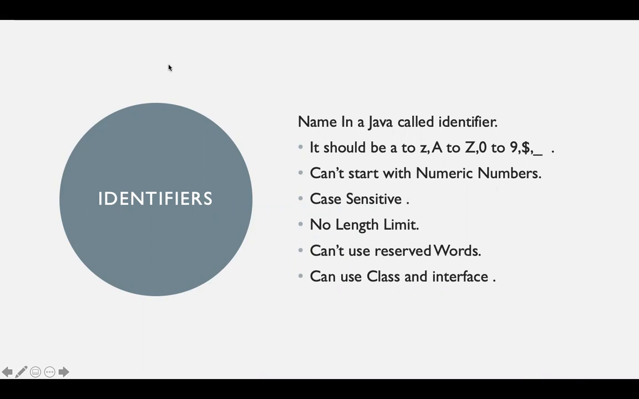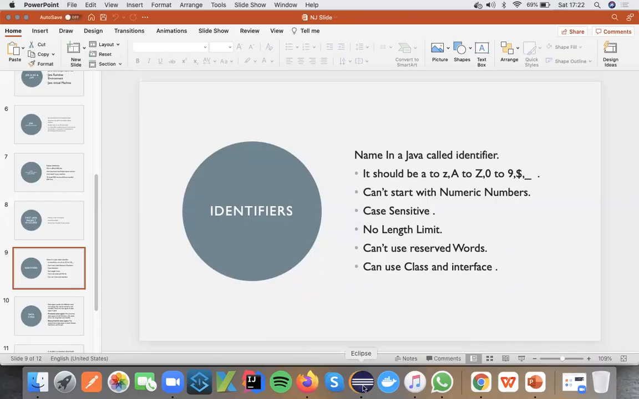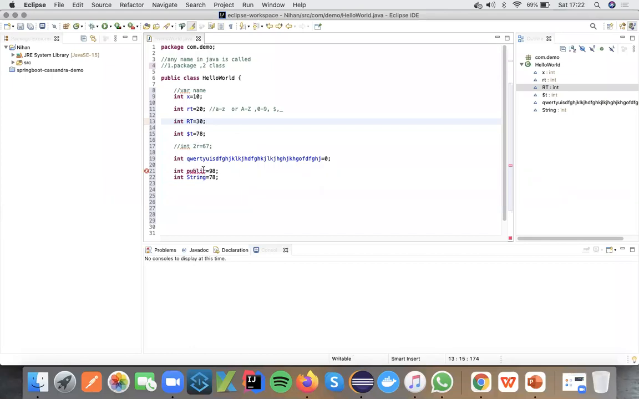And you can use any class name and interface name. One of the class names is String in Java that we have used, and we cannot see any error. Right, so this is the predefined class that we have used and we cannot see any error. Clear?